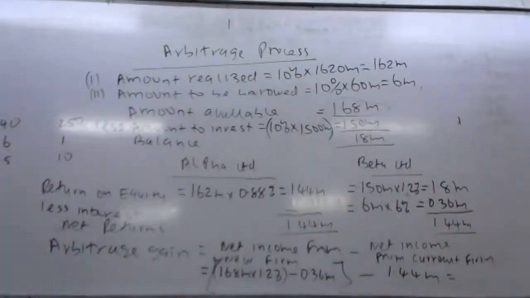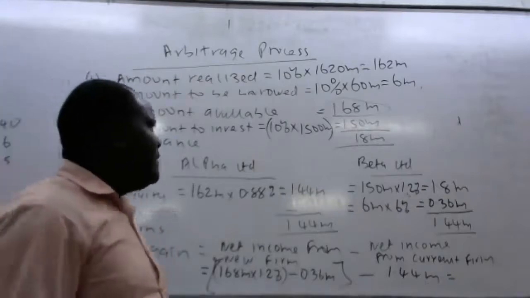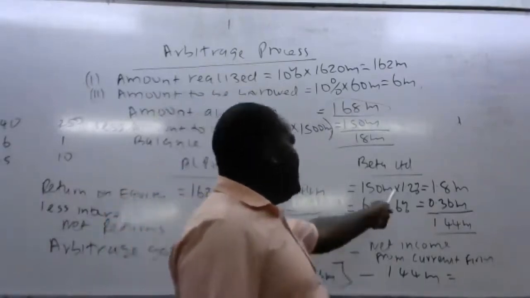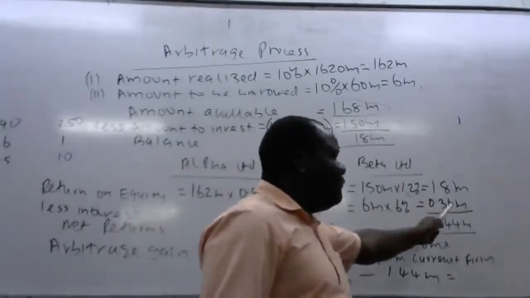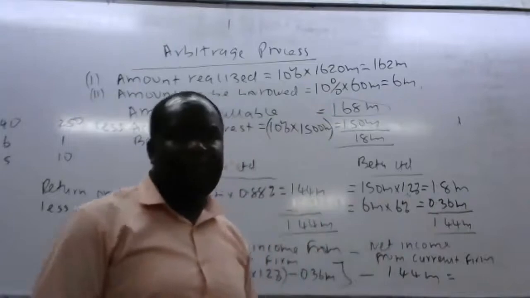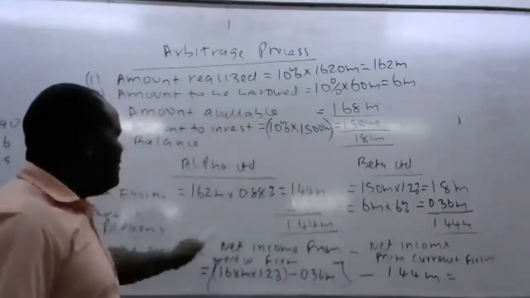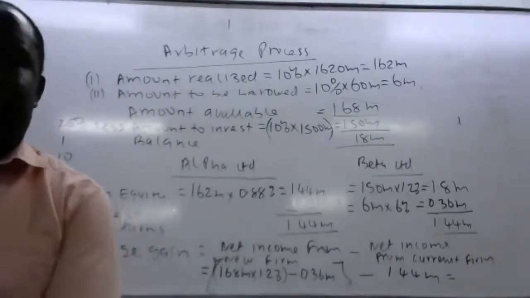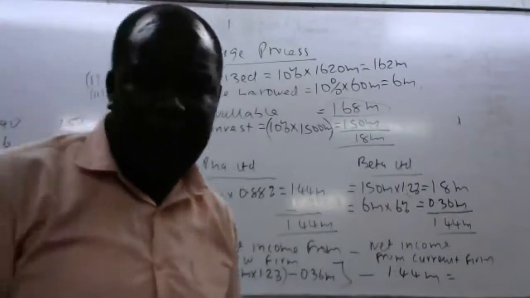From the new firm, assume now that you invest the full amount, which is 168 million, multiplied by 1.2%. But still, you had borrowed, you also have to subtract 0.36. Then now, the net income from the current firm, that one will just remain 1.44 million. And get now the arbitrage gain. Then you can be able to come up with the arbitrage gain from that point.